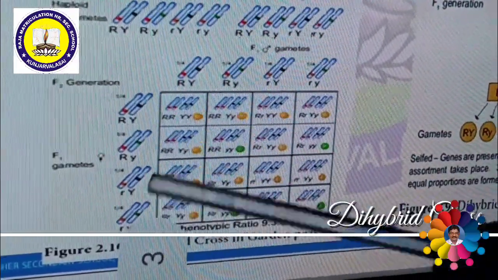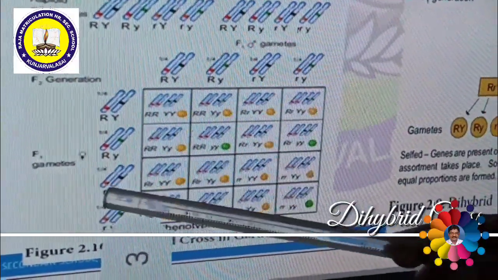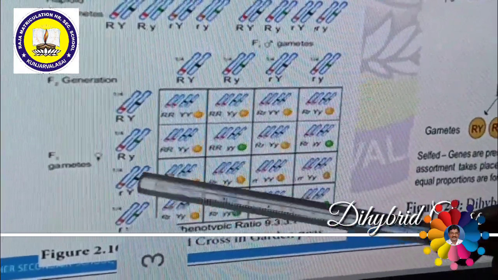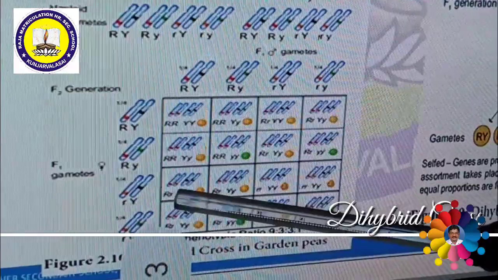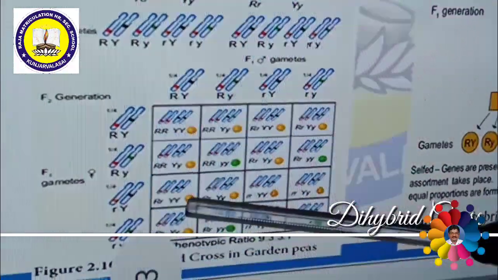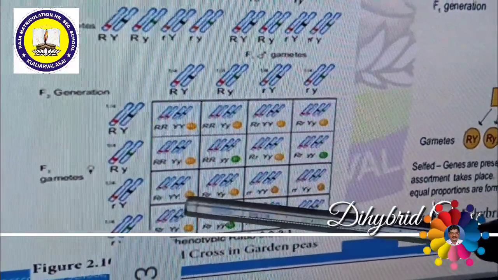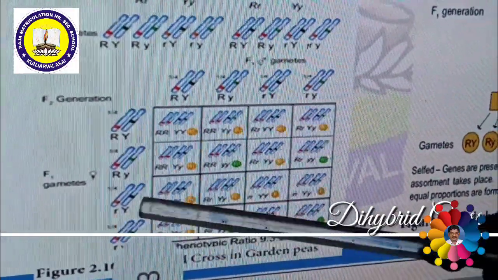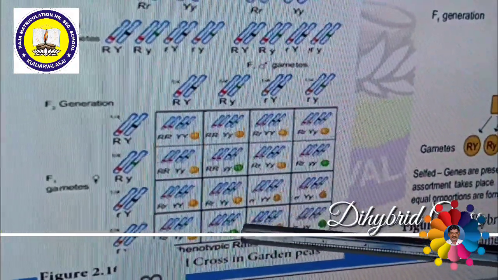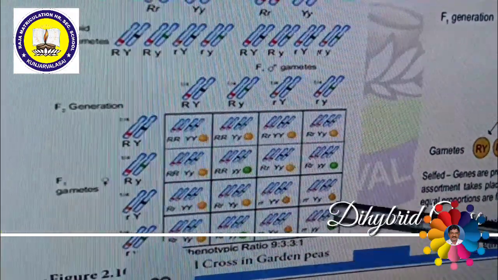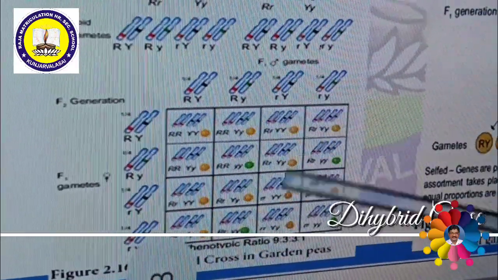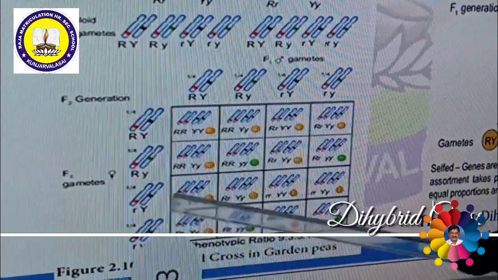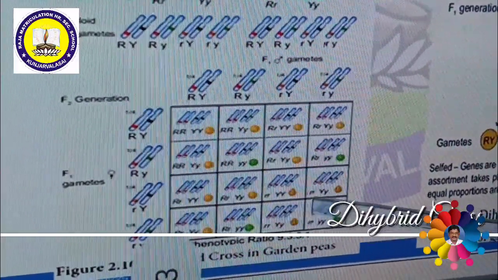Next, capital R, small r. I didn't say small r, capital R, because the dominant gene should be written first. Capital R, small r, round, capital Y, yellow, round, yellow. Once again, here, capital R, small r, capital Y, small y. That means this is also round yellow. Next, small r, wrinkled. Small r, wrinkled, capital Y, yellow. Wrinkled, yellow.